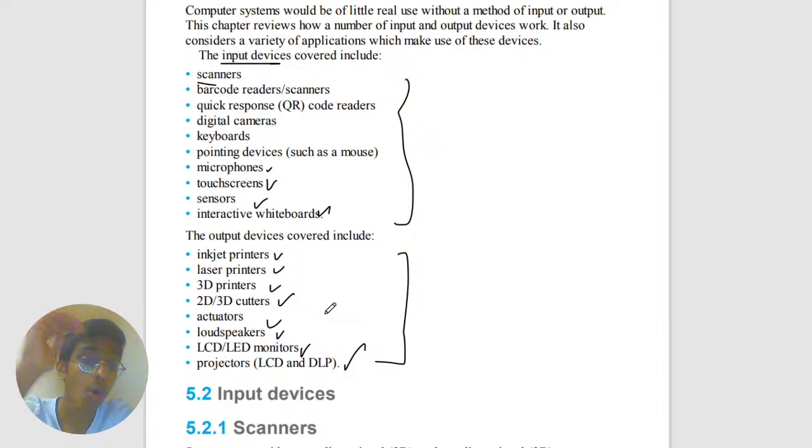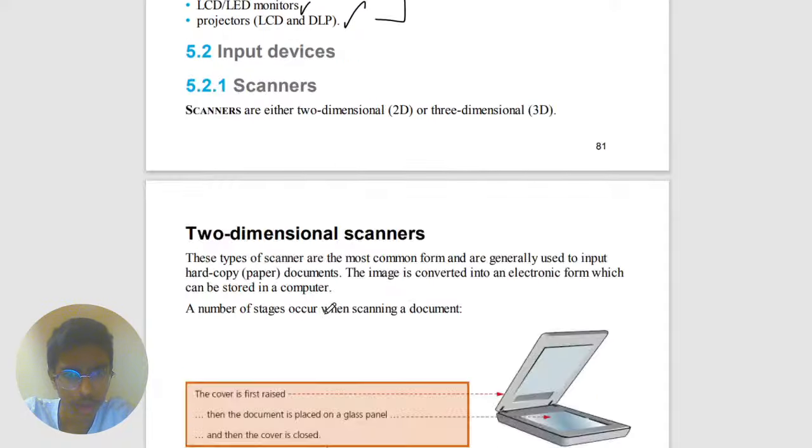So we're going to have a look at all of these individually and how they work. That's why it's that long. We're also going to look at some further inside stuff, like how LED works and the difference between LCD and LED. Let's start with the input devices, and let's start with scanners. A scanner is either 2D or 3D, two-dimensional or three-dimensional. Hopefully you know what that means.